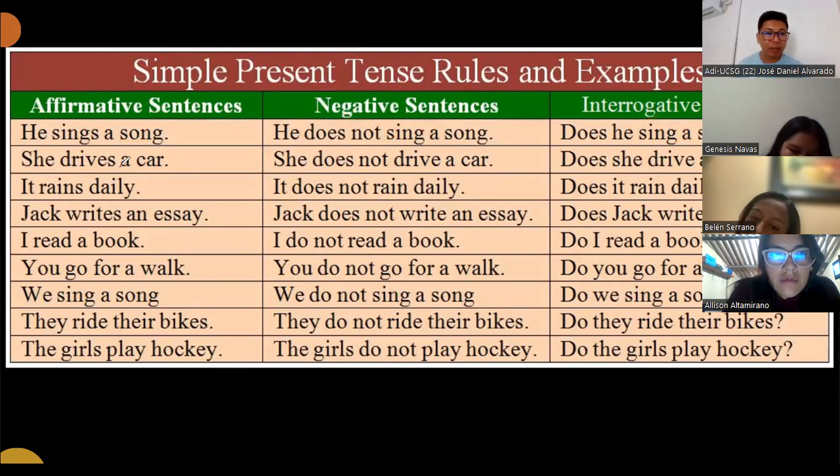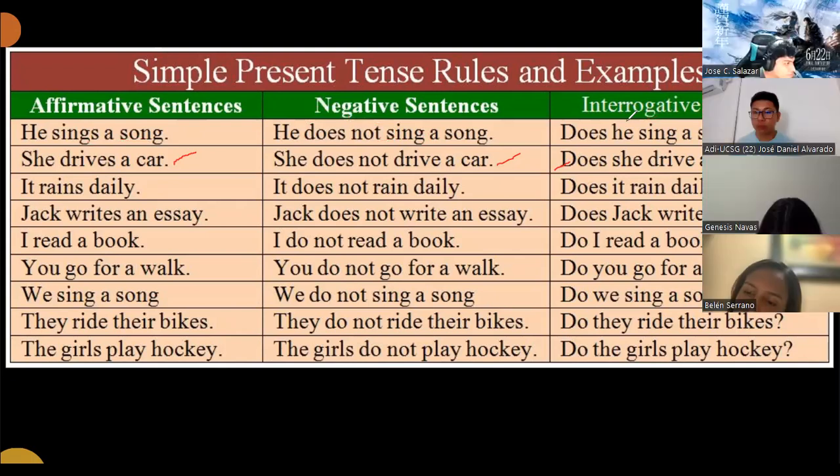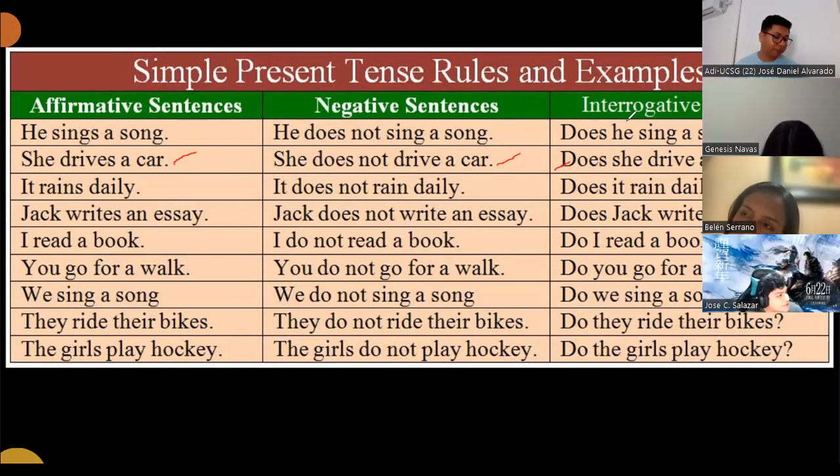Now, Jose, can you please read number 2? She drives a car. She does not drive a car. Does she drive a car? Very good. She drives a car. I have written an S in here because I'm talking about she. She does not or she doesn't drive a car for negative. And for question, does she drive a car?